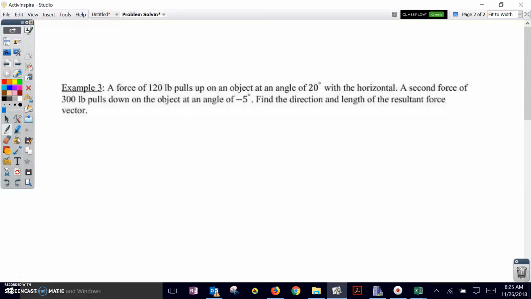A force of 120 pounds pulls up on an object at an angle of 20 degrees with the horizontal. A second force of 300 pounds pulls down on the object at an angle of -5 degrees. Find the direction and length of the resultant force vector. So, we have an object, and there's a force of 120 pounds pulling up on that object at an angle of 20 degrees with the horizontal.